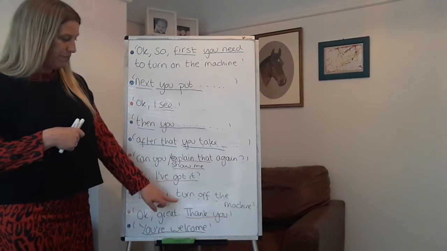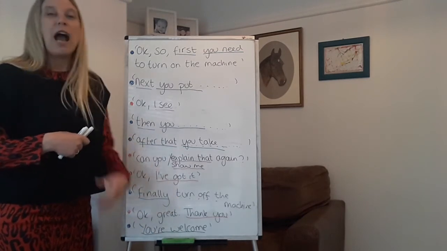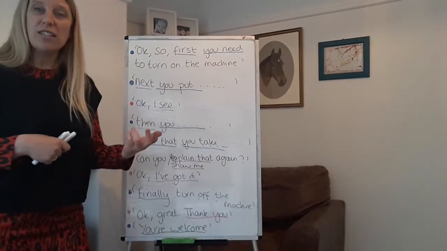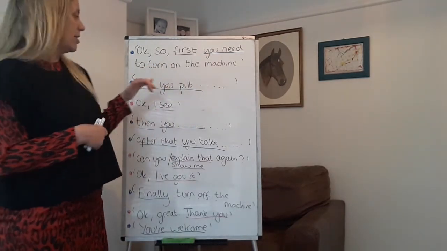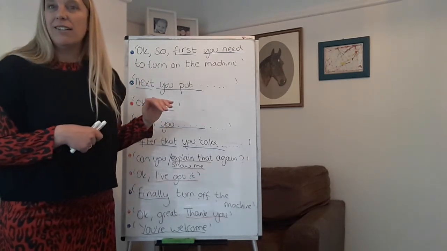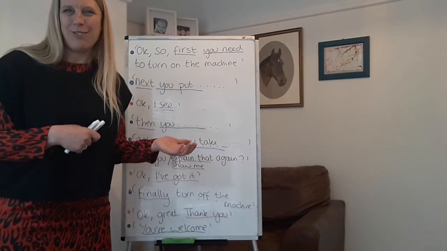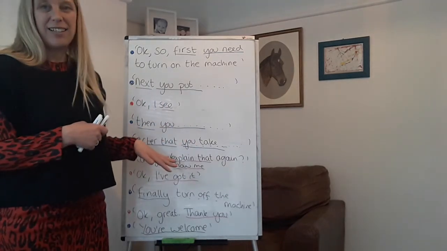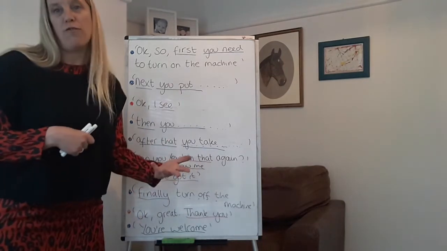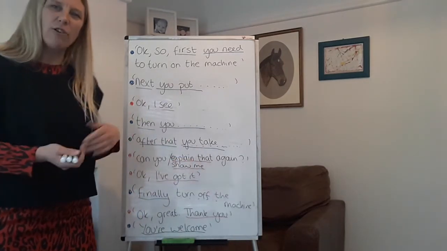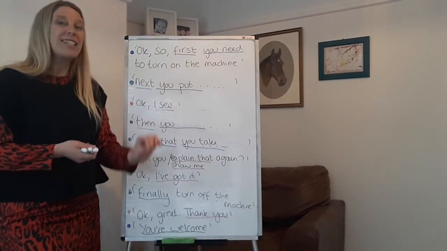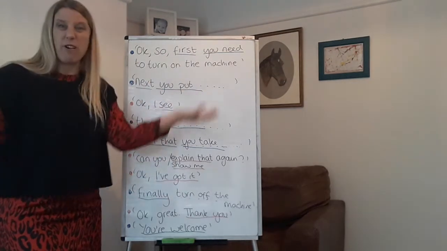So finally, turn off the machine. And when we're writing instructions, we don't need to use you. We can just say first, turn on the machine. Next, put the labels in the machine. Then, remove the labels from the box. After that, check the labels. Finally, turn off the machine. Okay, so we wouldn't need to use you if we were writing instructions that were for everybody.